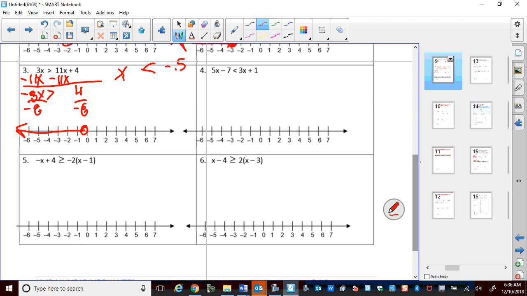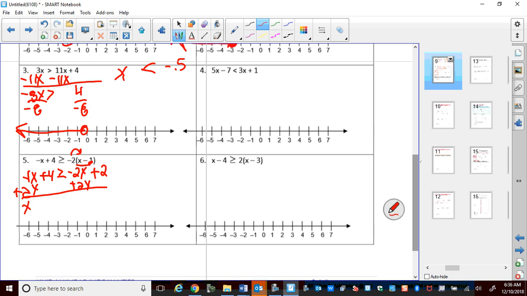Number 4 you can do on your own. Number 6 you can do on your own. But number 5, you're going to distribute first. Get negative 2x, and negative 2 times negative 1 is positive 2, greater than or equal to negative x plus 4. Put a 1 in front of that x. Then I'm going to add 2 x's to both sides.